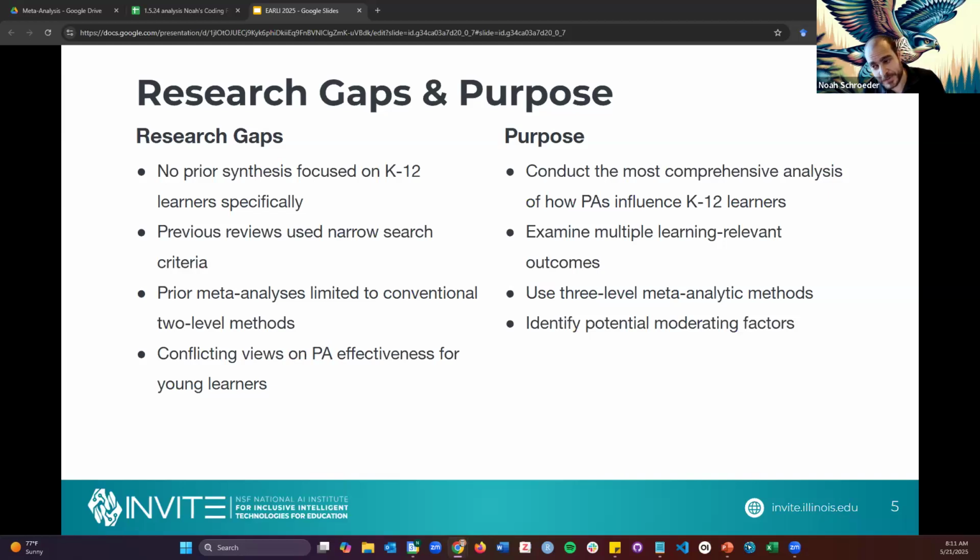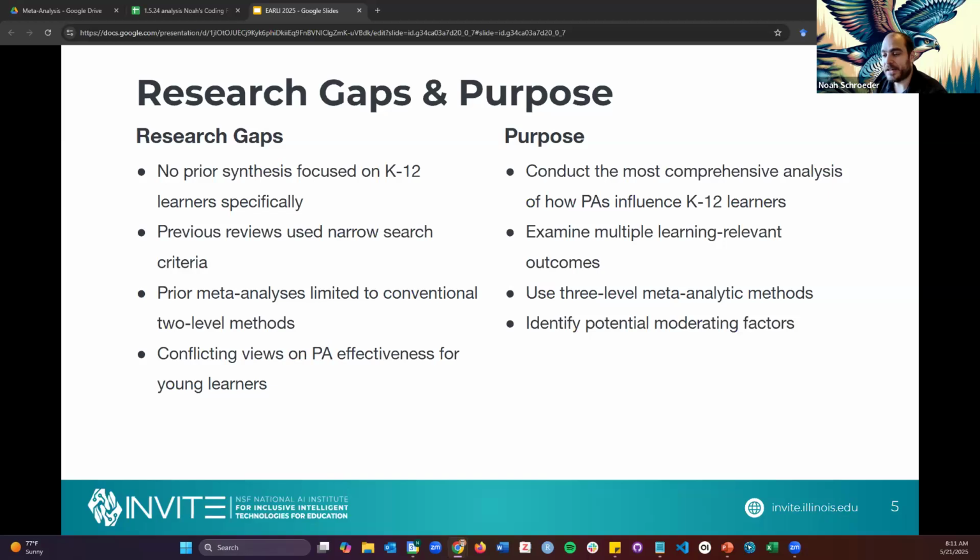Now, in one aspect, that's kind of a low bar because, as I just said, there weren't any existing ones very focused on K-12. But we knew from reading just random studies in the field that there were a lot more studies around pedagogical agents in K-12 education than we had ever captured in these existing reviews. So we really wanted to make sure we captured the whole landscape.